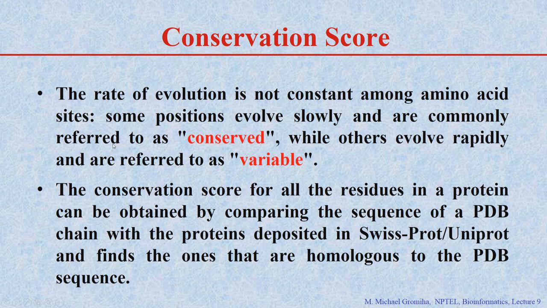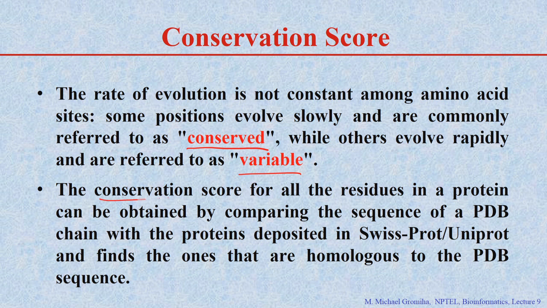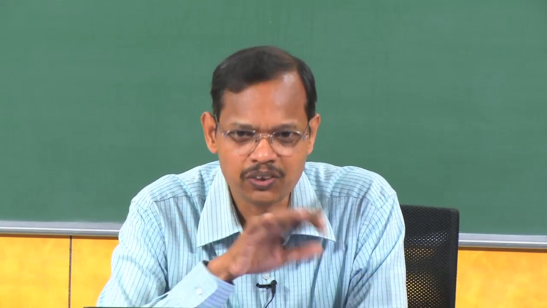The positions which remain the same are called conserved. The ones which evolve rapidly and change in different organisms are called variable. So, if you have a multiple sequence alignment, you can look at the positions. In some positions the residues stay the same, and they are called conserved; in other cases different organisms change the residues, and they are called variable. Then how do we get the conservation score? For example, if you have an amino acid sequence, you would like to know which residues are conserved and which are variable. How do we do that? First we have to get the sequences.